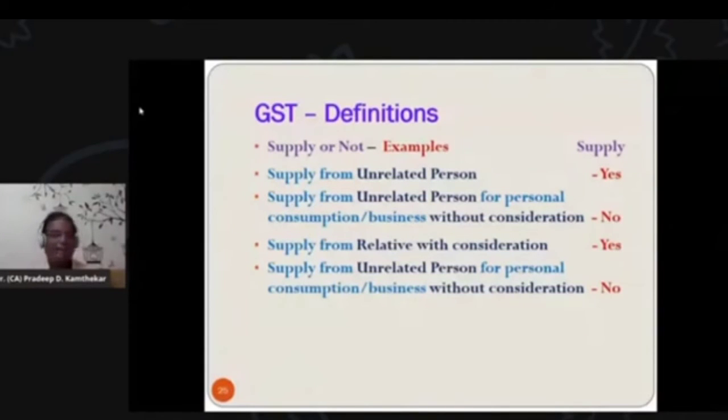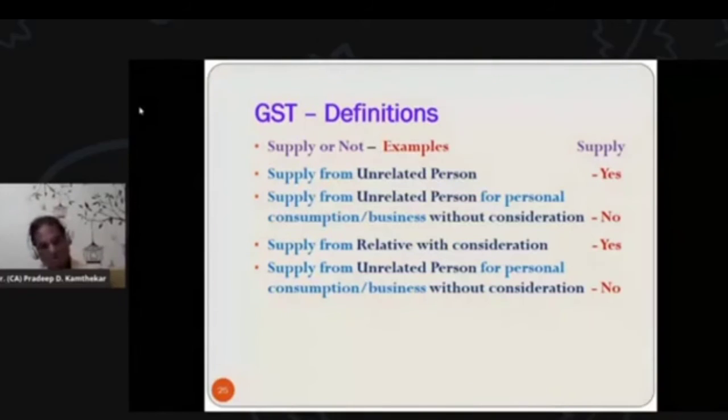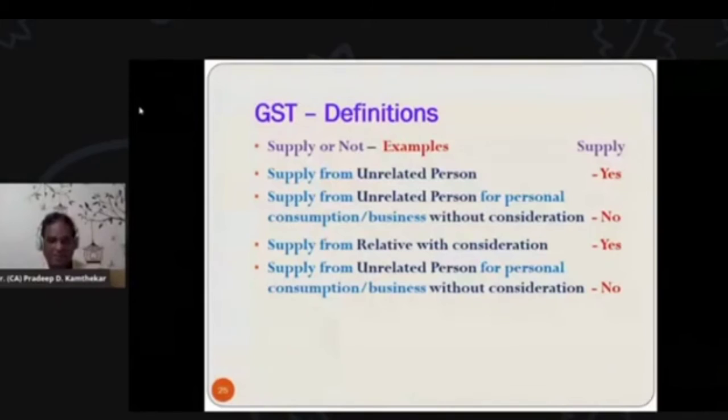So it will always be a supply, because whether you have taken money or non-monetary consideration for that, the government is not going to ask you. The government is going to believe that you have taken something, and that reasonable consideration amount will be taken as the amount of supply of goods and services.